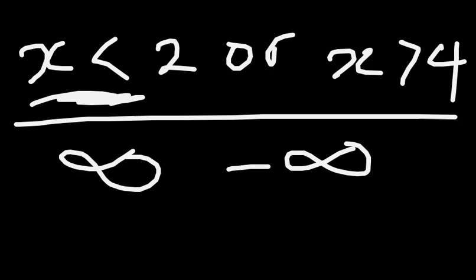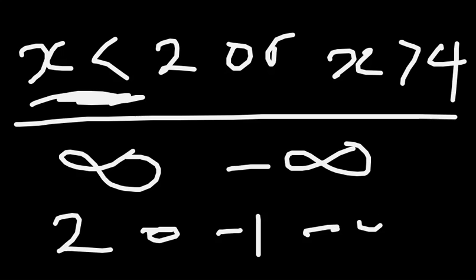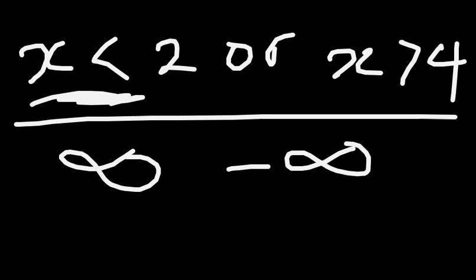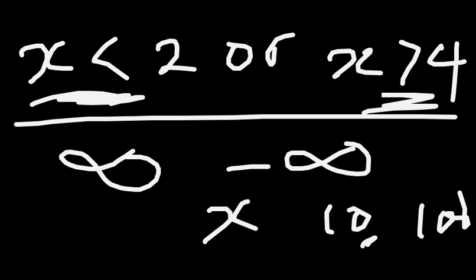Now, for this one, x less than 2, x could be anything. So x could be 0, it could be minus 1, it could be minus 4, it could be minus 100, as long as x is less than 2. So for this, x goes down to minus infinity. And for x greater than 4, x could be anything. It could be 10, it could be 100, anything, as long as it's greater than 4. All right.